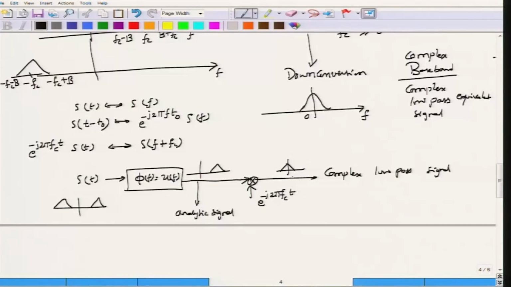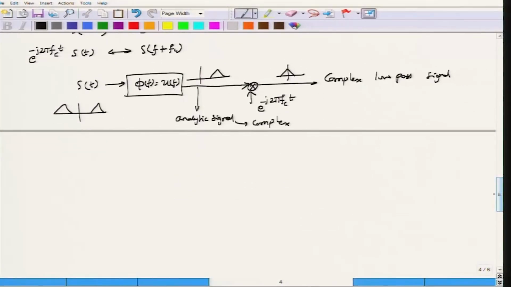Why should I get a complex low pass signal? Well, this spectrum by itself results in a complex valued signal, because the Fourier transform is not symmetric. If the Fourier transform is not conjugate symmetric, then the corresponding time domain signal will be complex. So the analytic signal is necessarily a complex signal. This complex signal is now being multiplied by one more complex signal, and it turns out that the overall signal you get is a complex low pass signal. I hope this is understood.